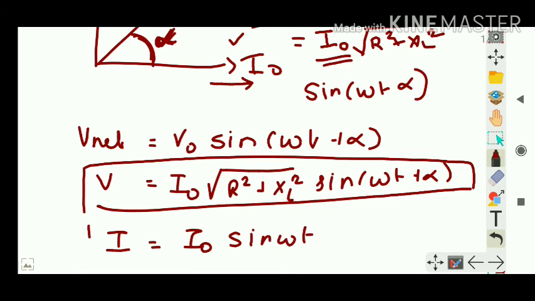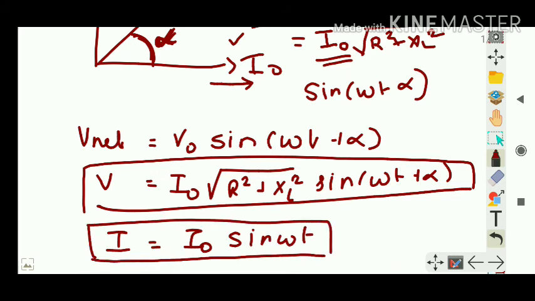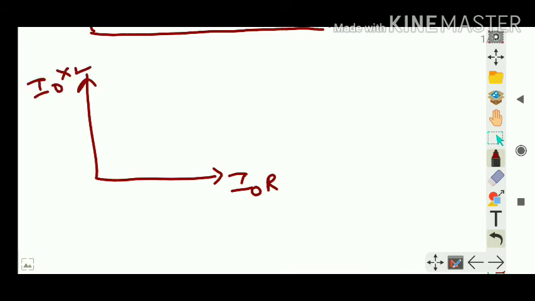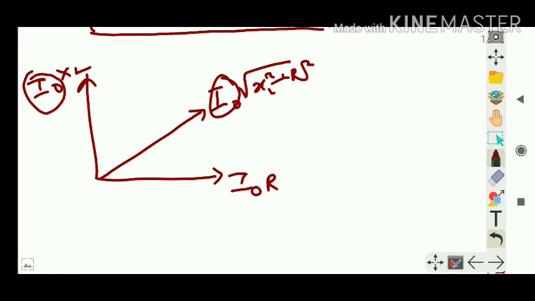So I can easily say that the voltage of an LR circuit is leading the current by an angle alpha. And that alpha is tan inverse of XL by R. Clear? Simple. Now, this impedance triangle, remember we had the impedance triangle. This was I naught R, this was I naught XL, and this was V net, or I can write it as I naught root of XL square plus R squared, but all these terms have a common I naught.